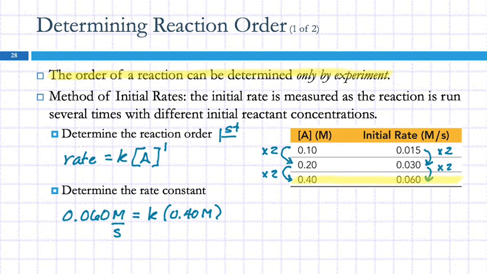So then we'll solve this for K. We take the rate 0.06 and divide by that 0.4. And we get K is equal to 0.15.